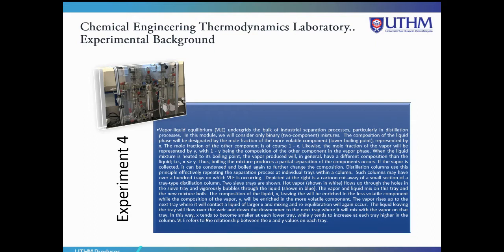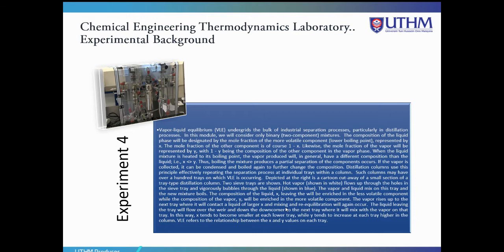In this way, X tends to become smaller at each lower tray, while Y tends to increase at each tray higher in the column. In conclusion, VLE is referring to the relationship between X and Y values on each tray.